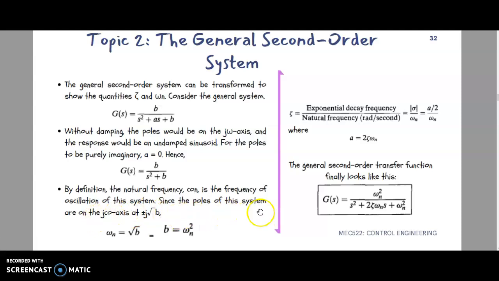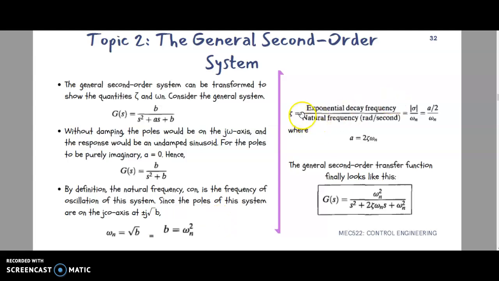Since the pole of the system on the j omega axis at plus minus j square root B. So this one daripada kat sini, B. So maksudnya this one is omega n. So omega n is the square root of B, same as B equals omega n squared.